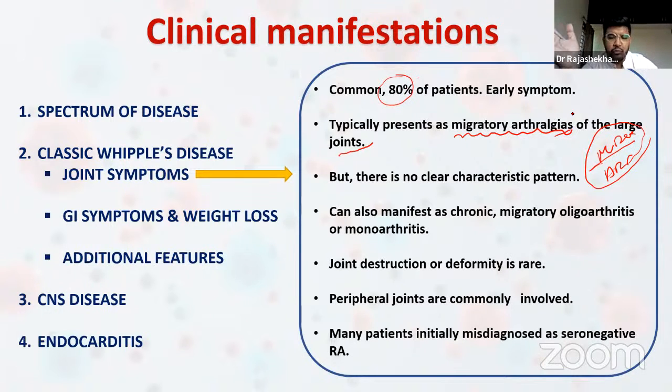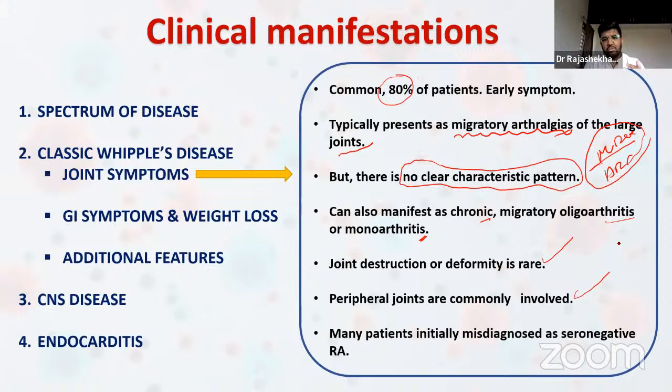But it is not a must to have a migratory arthralgia because there is no clear characteristic pattern associated with this. They can present as a persistent arthritis, a monoarthritis, or a chronic oligoarthritis also. But joint destruction or deformity is very rare, so you cannot see a deformity or abnormalities in the joints. Joint erosion on x-rays is very, very rare in this particular disease. The peripheral joints are very commonly involved, especially the knee, elbow, shoulder, and wrist.